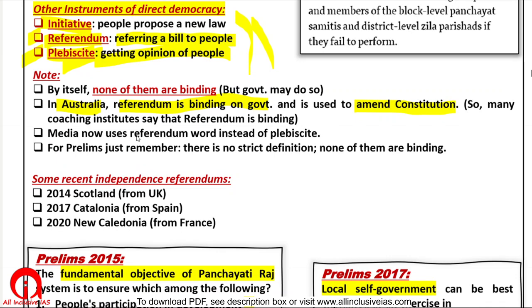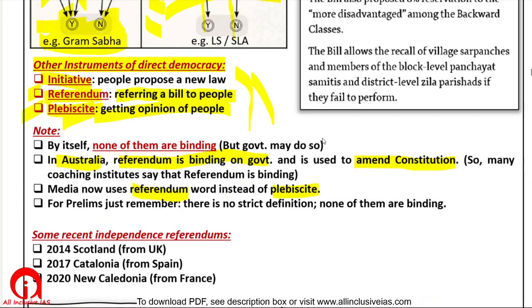Also, media nowadays uses the word referendum mostly, wherever plebiscites happened in the recent past in a few countries, but media nowadays does not use the word plebiscite. The plebiscite word has a certain negative connotation. It looks as if people were being exploited by some foreign country, and people are fighting for their independence and such things. Therefore media nowadays uses the word referendum.